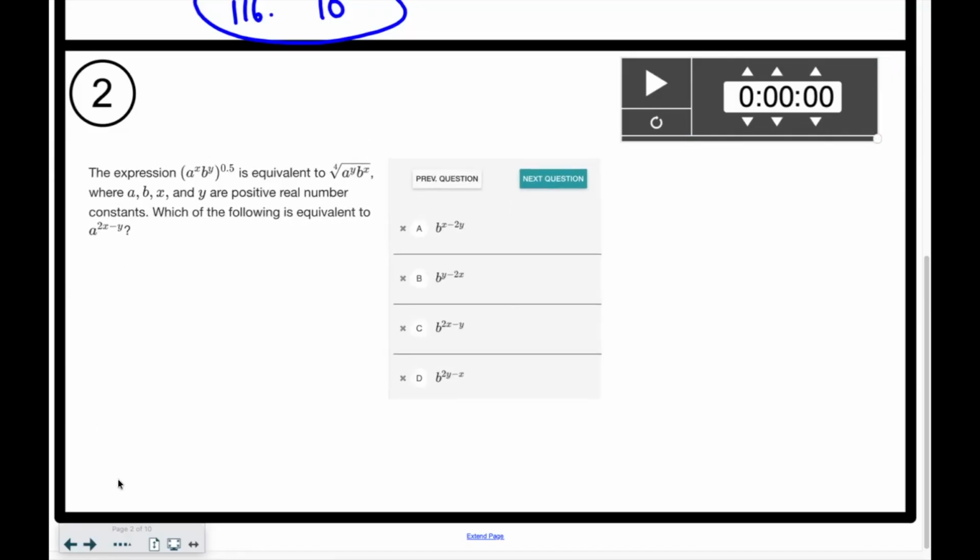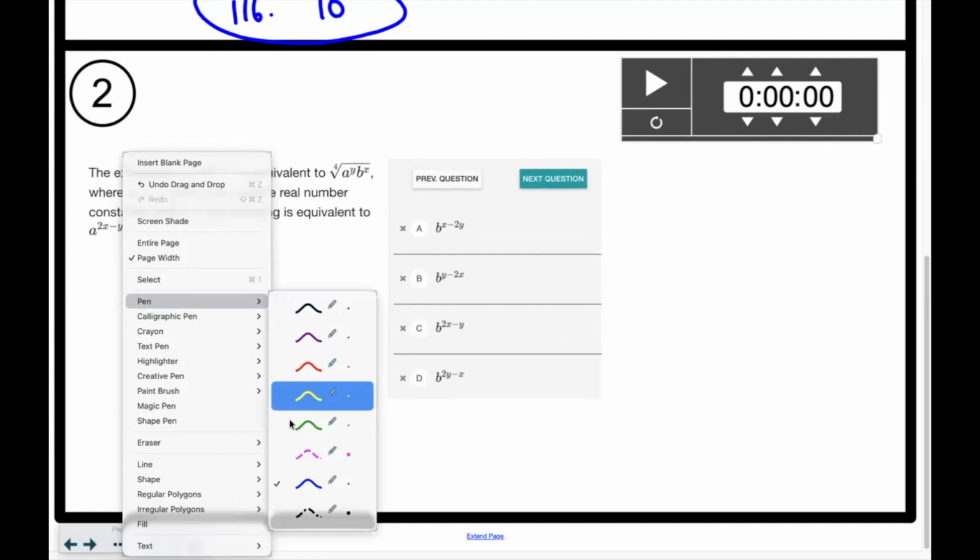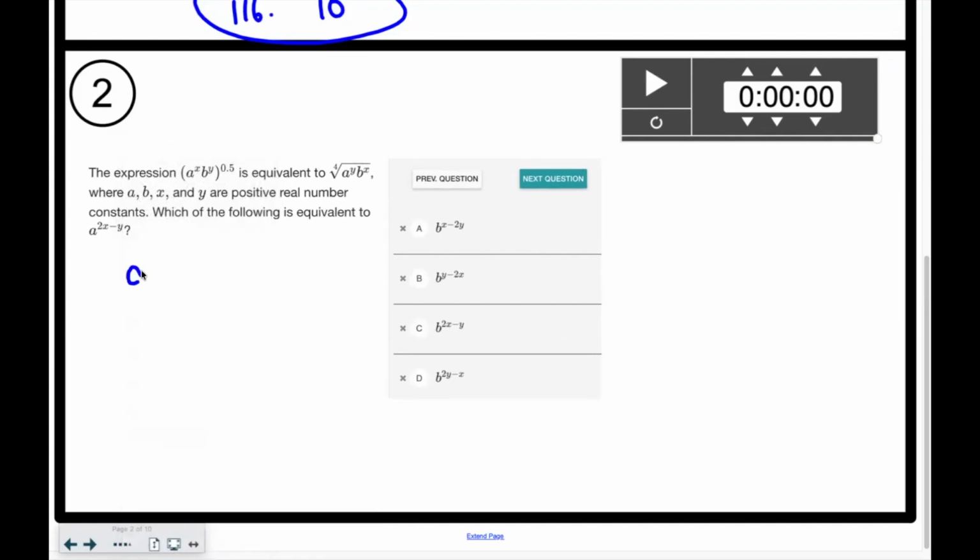So I'm gonna do a to the x, b to the y, to the power 0.5, is equal to the fourth root of a to the y, b to the x. And then clearly we're going to have to do some rearranging. It says which of the following is equivalent to this. So we're going to have to do a bunch of algebra, and then eventually on the other side will be one of the answers.